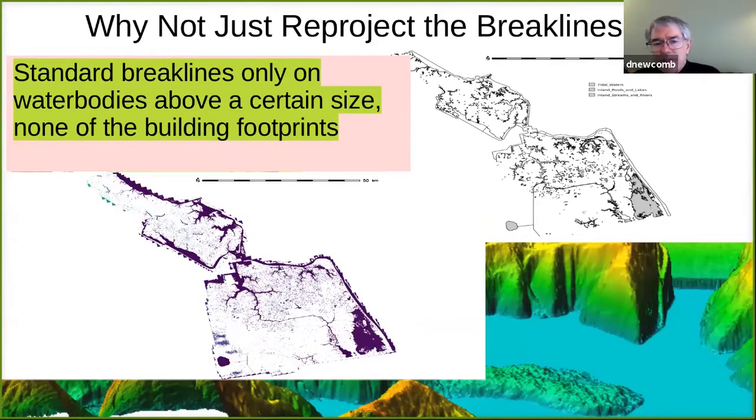So why not just reproject the break lines? Well, you don't have break lines everywhere. It doesn't happen for buildings, and your water bodies have to be over a certain size before you can do that. You can see in the upper right here where it's just the break lines, and then lower left, you've got everything that was processed in this county.